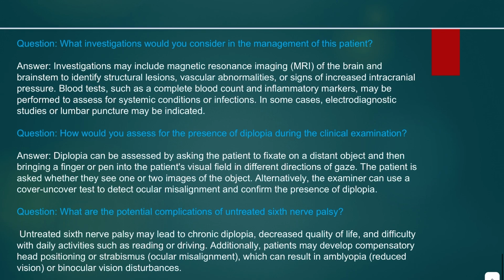What investigations would you consider in the management of this patient? We have already covered this, just the repetitions. So investigation may include the MRI of the brain and brainstem to identify any structural lesions, any vascular abnormalities, or signs of increased intracranial pressure. Sometimes we also need to do the blood test, particularly looking at the complete blood count and inflammatory markers to assess for any systemic conditions or infections. And in some cases, we may have to do the lumbar puncture, especially if you're thinking about raised intracranial pressure.